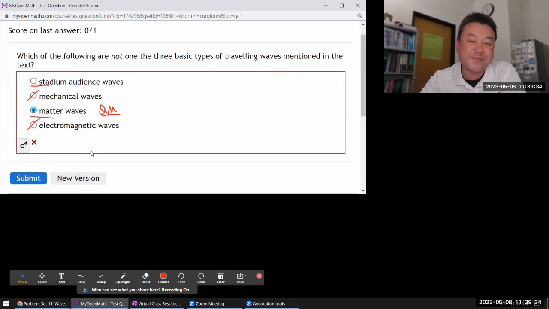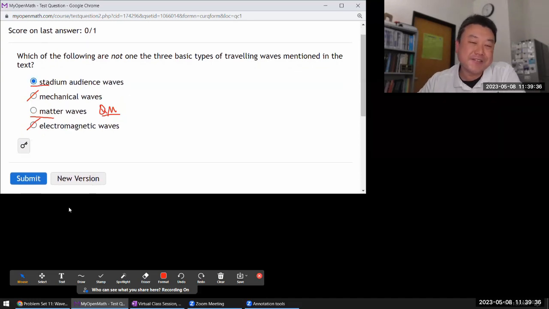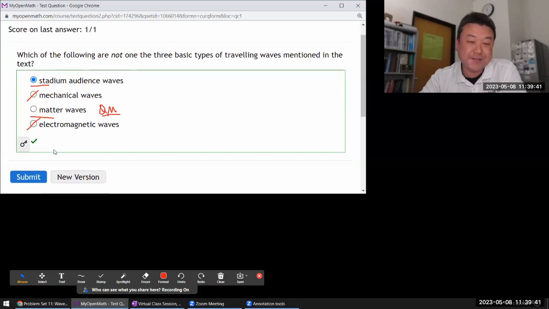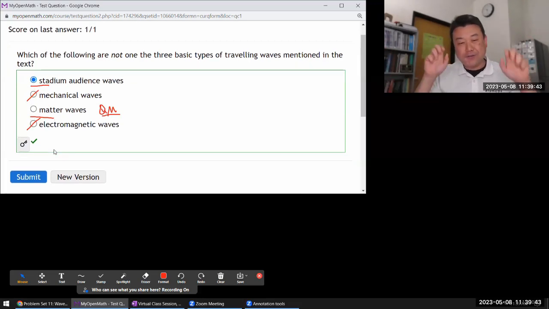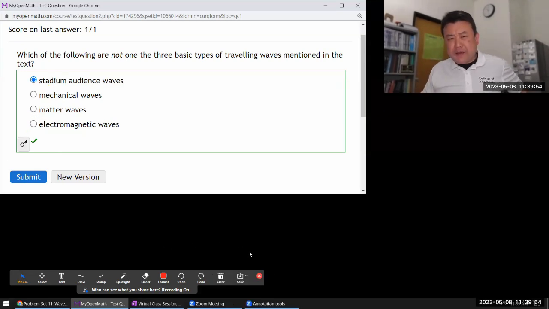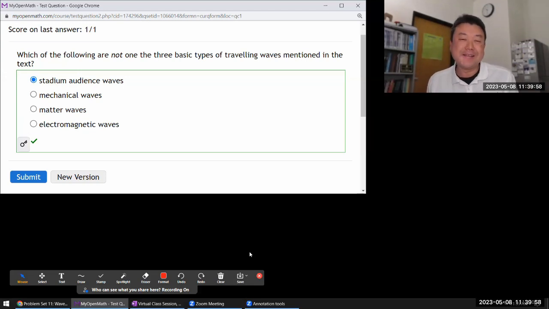So the textbook must have mentioned the matter waves. It's the stadium audience waves that I mentioned in my lecture. I think the textbook should have mentioned it. It's a kind of traveling wave. It's more fun than matter waves. But yeah, this is a reading check question and it's revealing that I haven't read the textbook in a while. I skimmed through it at some point, but I rewatch my own lectures every semester. I don't reread the textbook every semester.